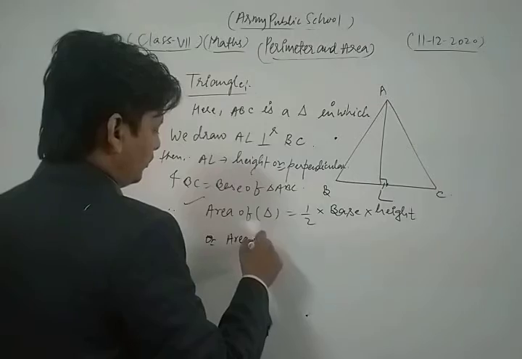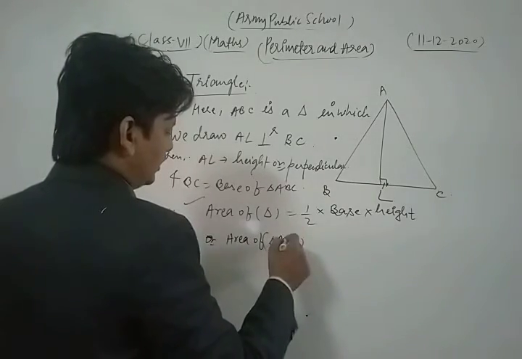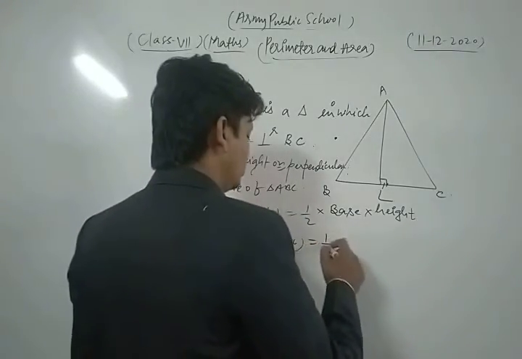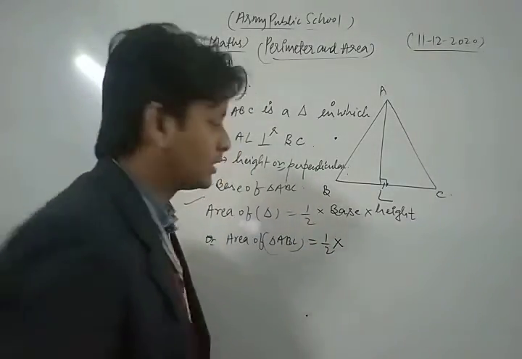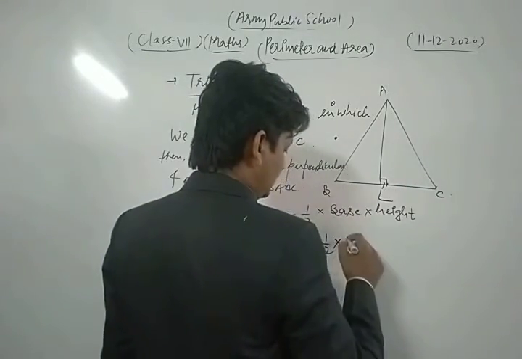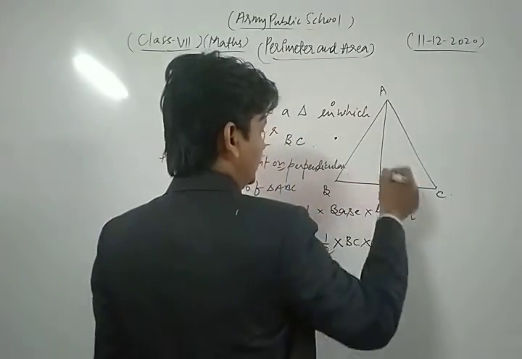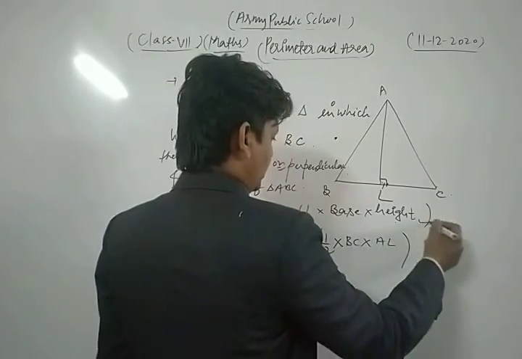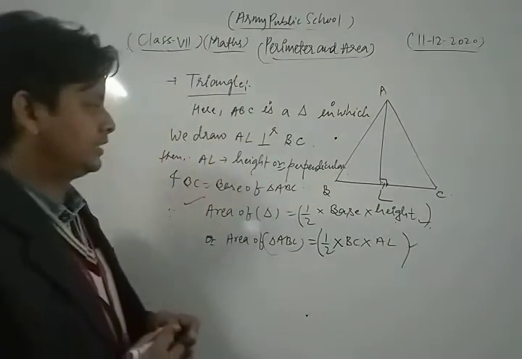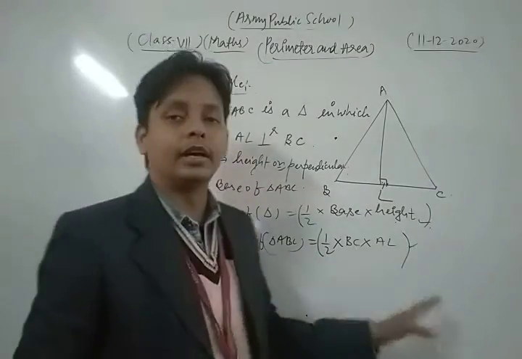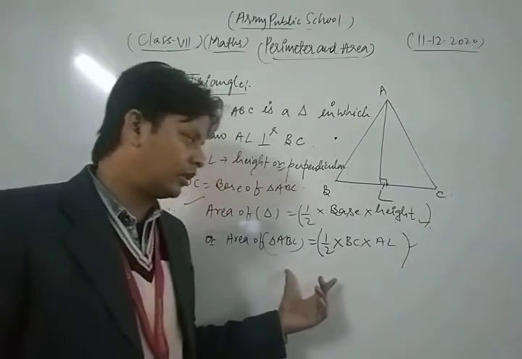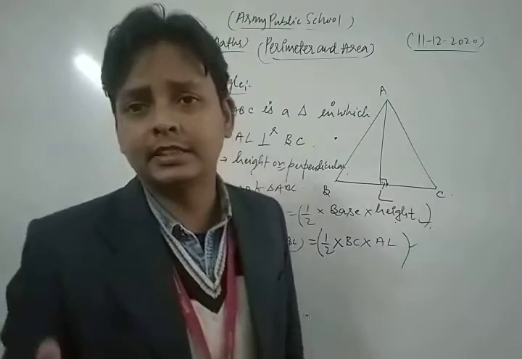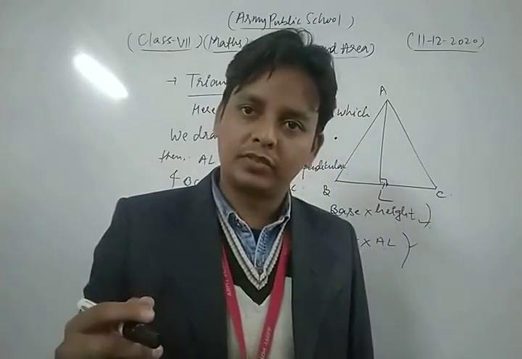Thus the area of triangle ABC is 1/2 into base into height. The base is BC and the height is AL. Okay, so this is the formula for the area of triangle ABC, that is 1 upon 2 base into height. Dear students, according to this formula we can solve all the questions of your NCERT exercise based on the area of the triangle.